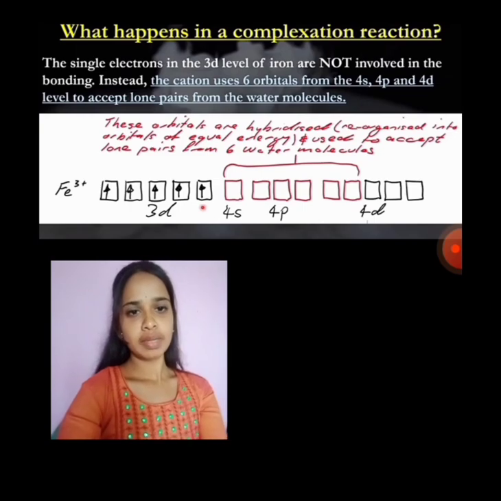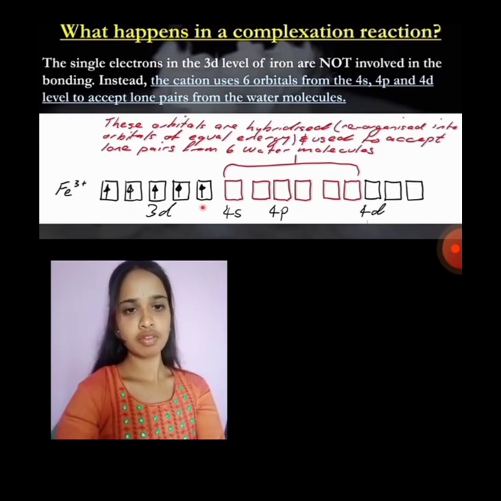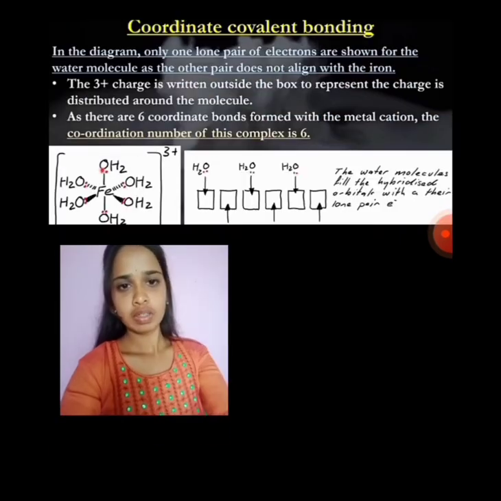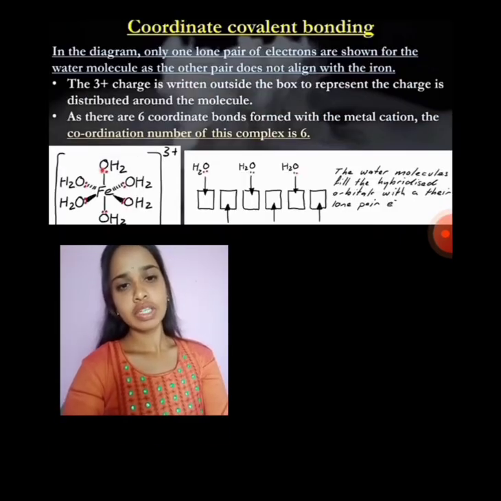Next, what happens in a complexation reaction? The single electrons in the 3d level of iron are not involved in the bonding. Instead, the cation uses 6 orbitals from the 4s, 4p and 4d levels to accept lone pairs of electrons from water molecules. Next, coordinate covalent bonding.